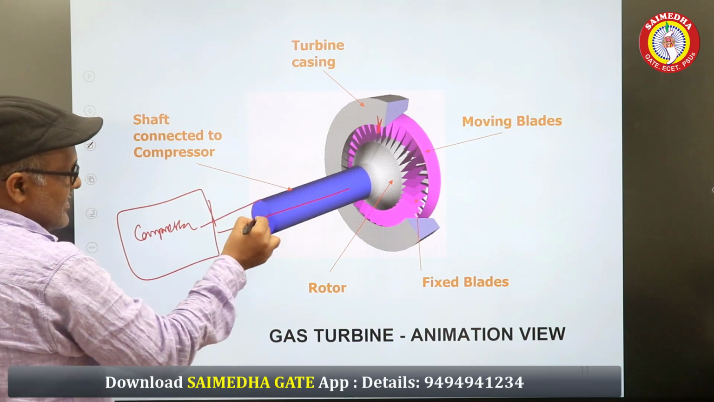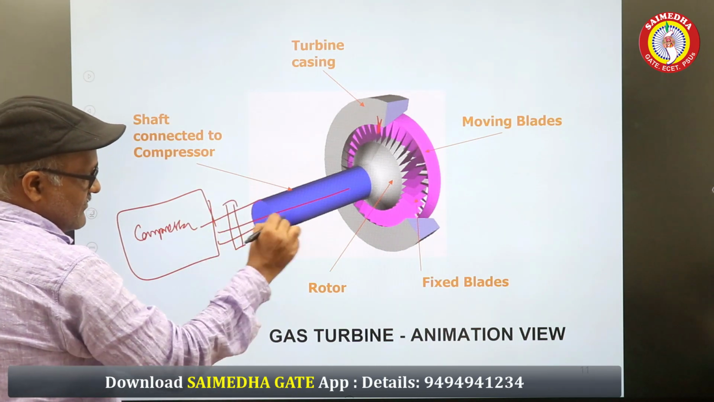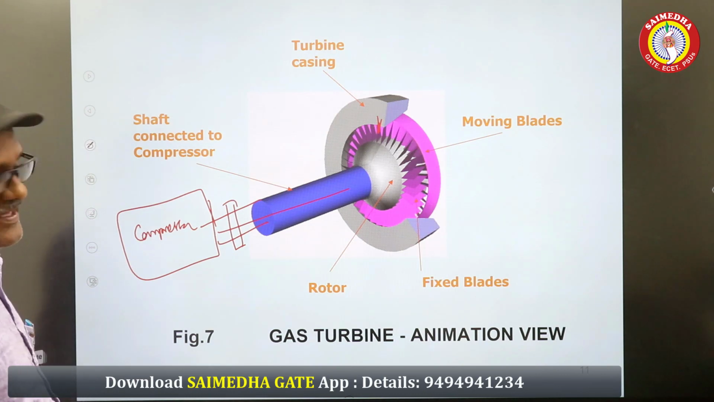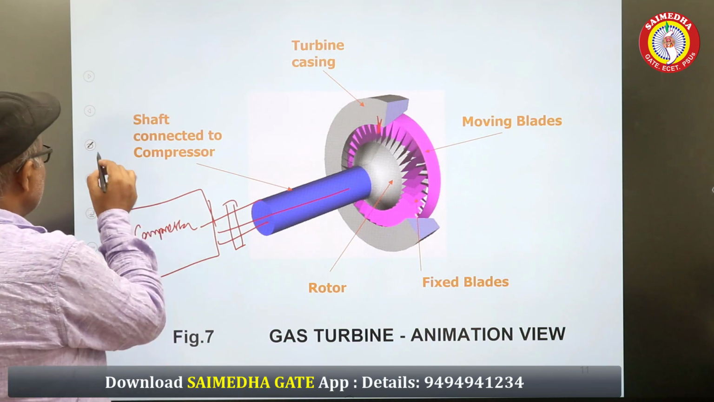It is a shaft. It is connected to the compressor, my dear students. All of you clear, my dear students? Yes or no?